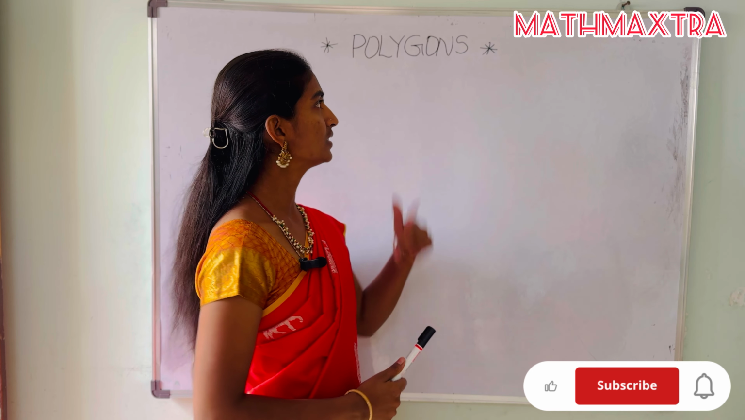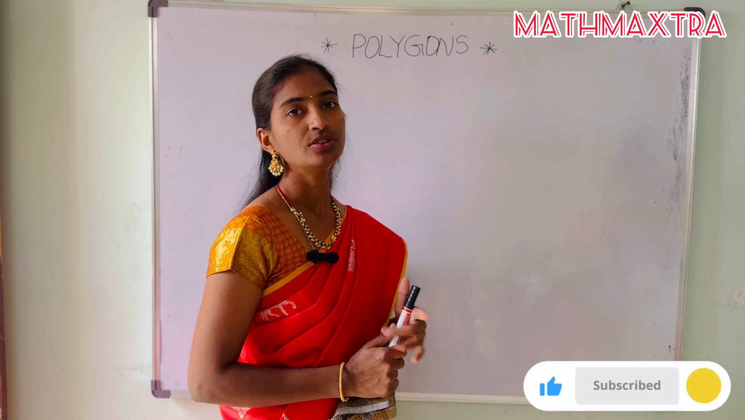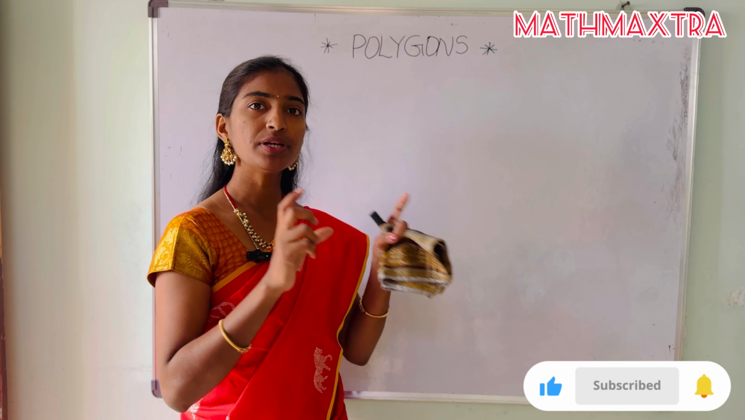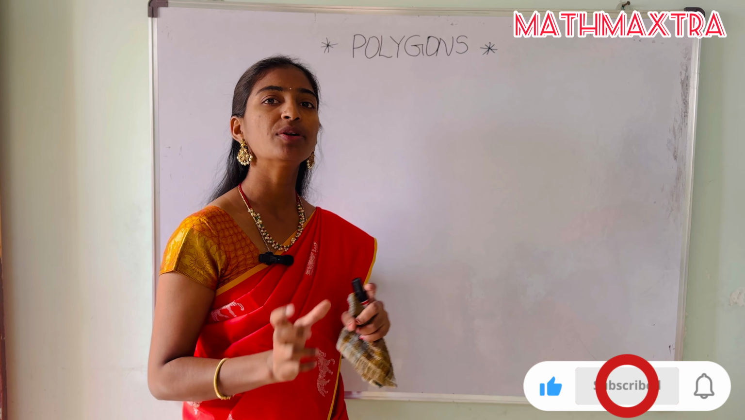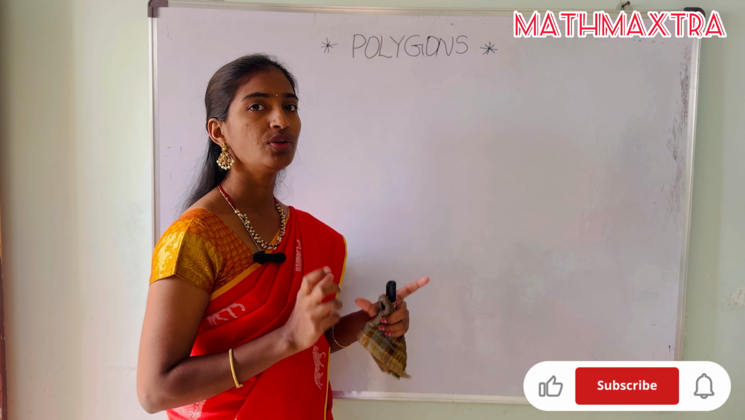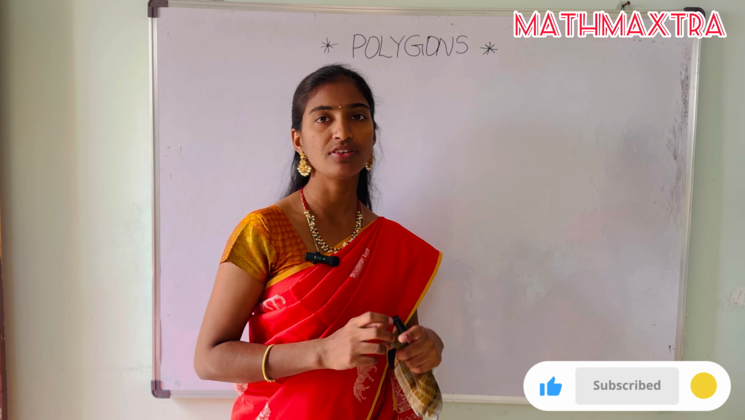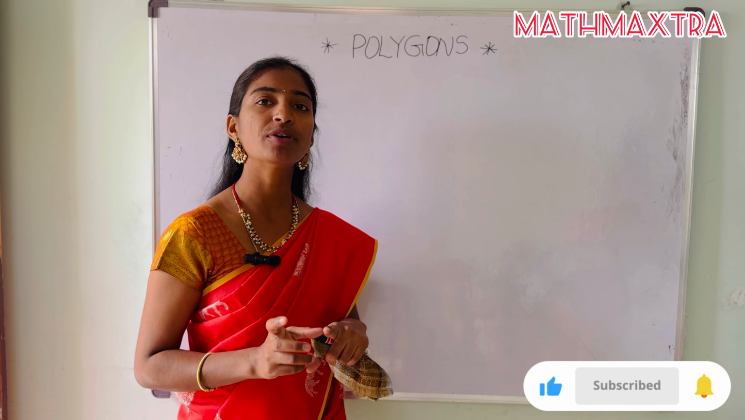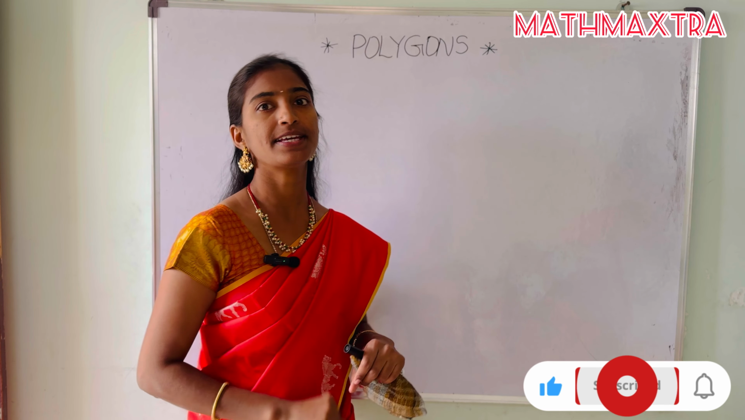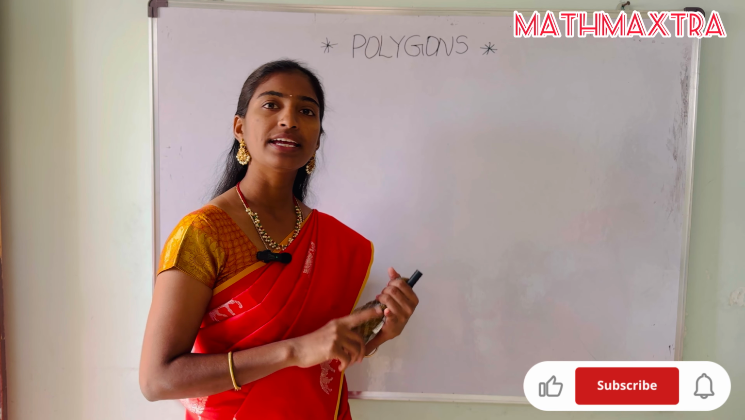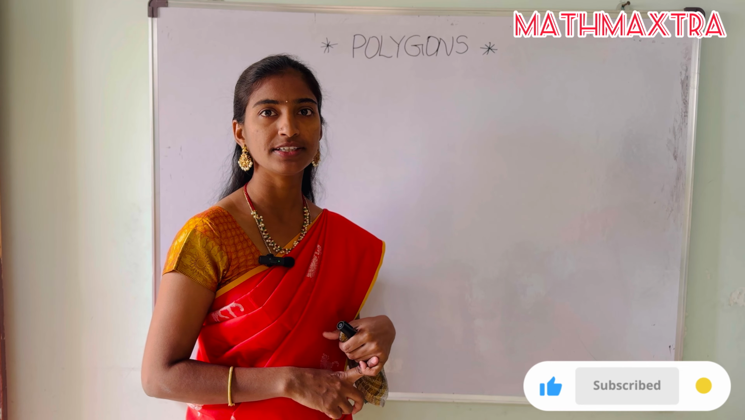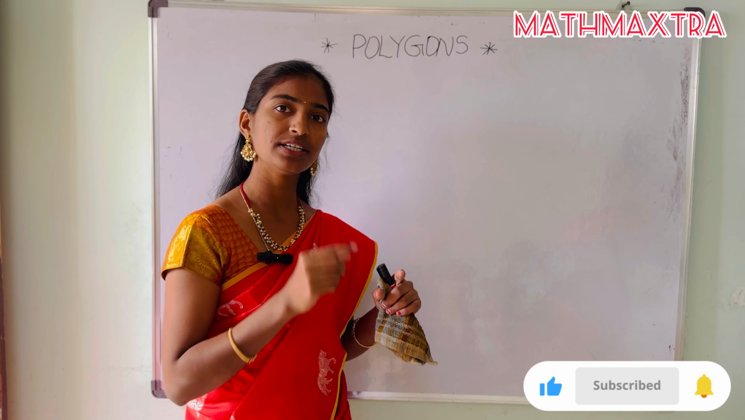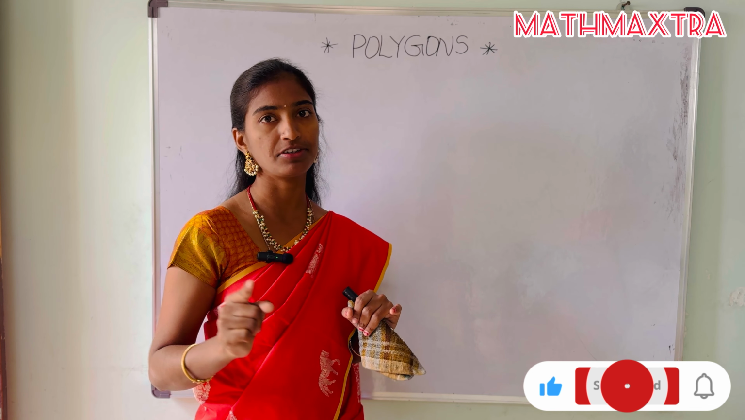Today we are going to discuss the topic of polygons. So what is a polygon first? A polygon is nothing but a simple closed plane figure formed by line segments. Or you can define the polygon in another way also, that is, a simple closed plane figure formed by at least three line segments. For example, a triangle is a polygon, isn't it? Because the triangle is formed by three line segments and it is also a simple closed plane figure, isn't it?